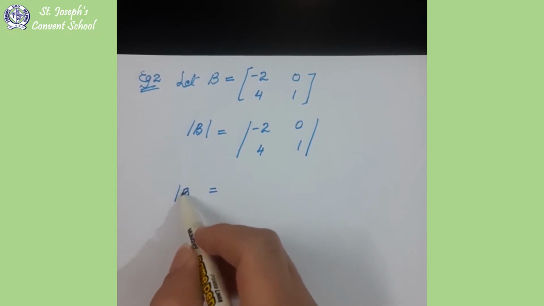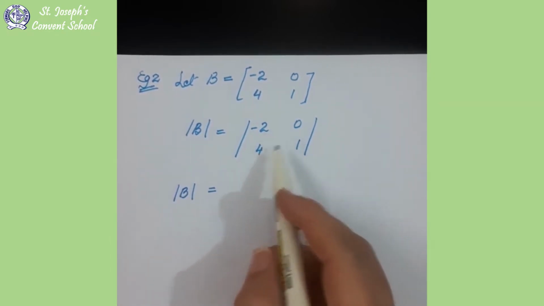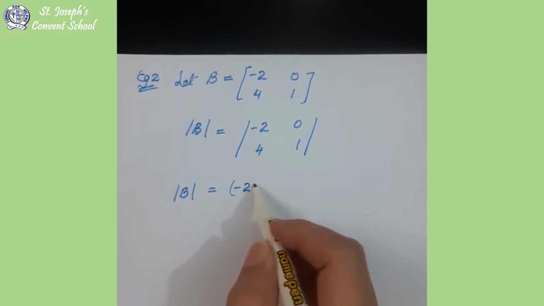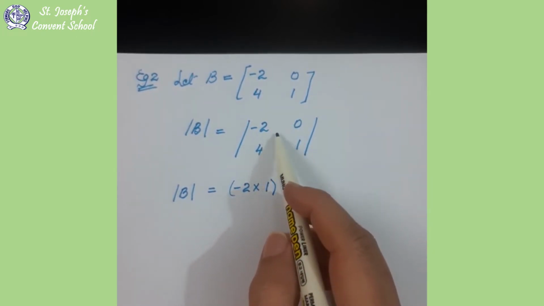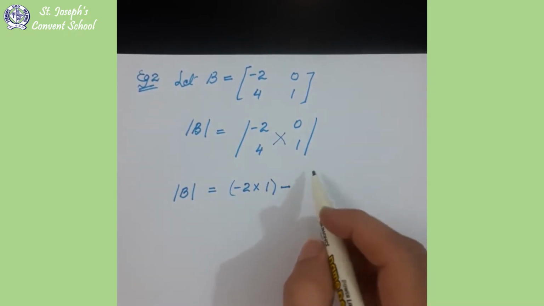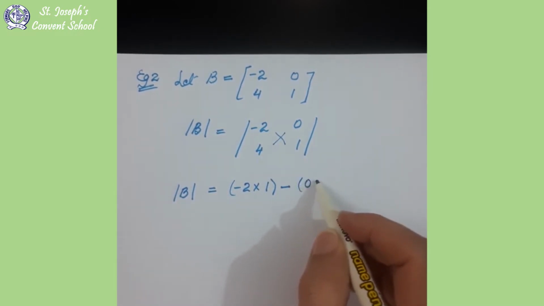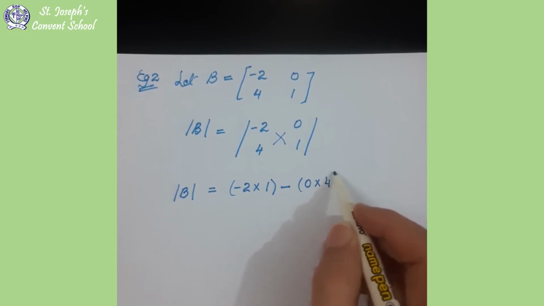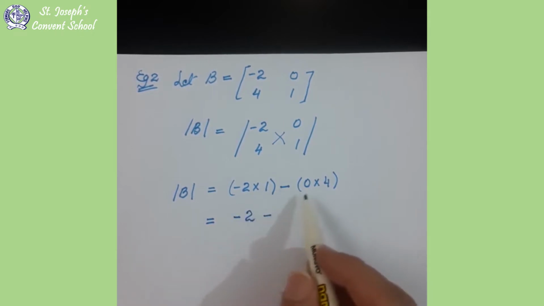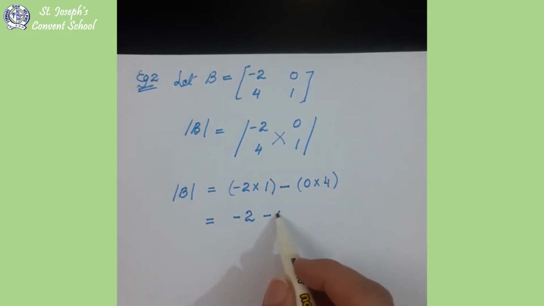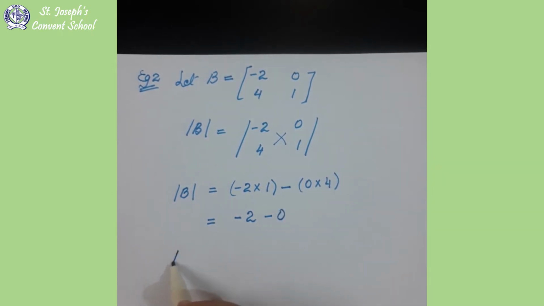It is equal to multiply first and last, minus 2 into 1, then put a minus sign, then second into third. You multiply these two and these two. So 0 into 4. Multiply minus 2 into 1, 2 ones are 2, minus 2, minus sign, 0 into 4 is 0. So the determinant of B is minus 2. This is the answer.